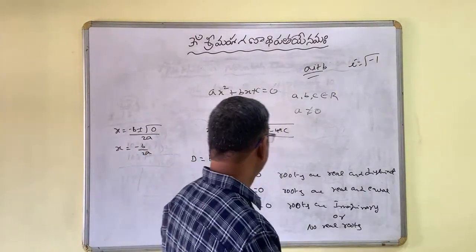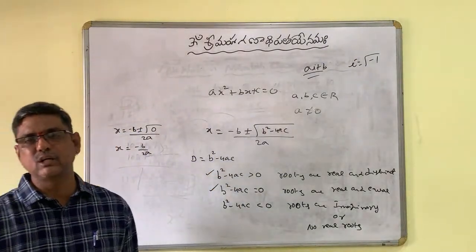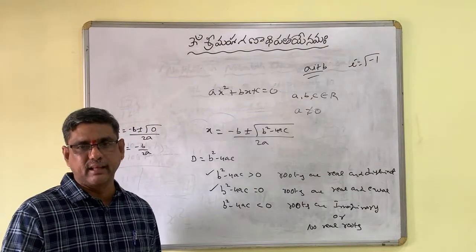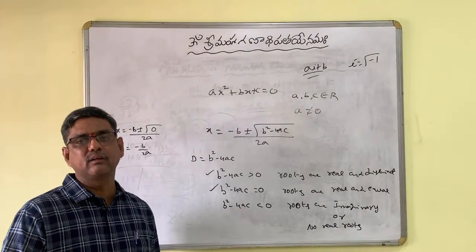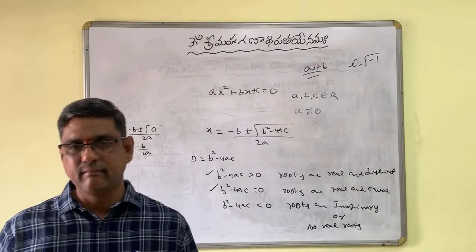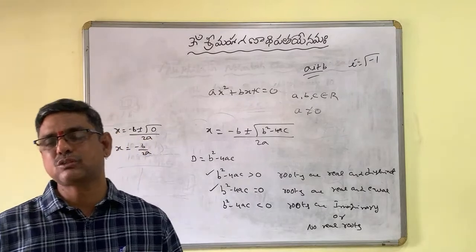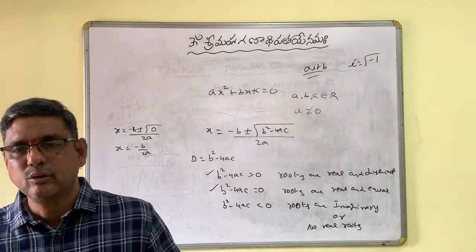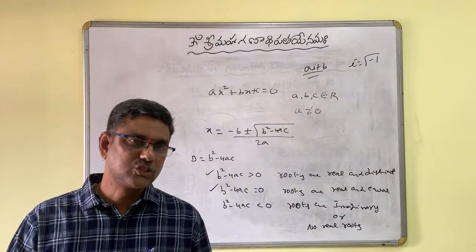Understand children? Only ఈ రెండు cases, b square minus 4ac greater than 0, b square minus 4ac equal to 0 అయితేనే we need to proceed further to find out the roots. If b square minus 4ac is less than 0, that means you got a negative value, then no need to find out its roots. Just what you have to write? You need to write the given quadratic equation is not having real roots.